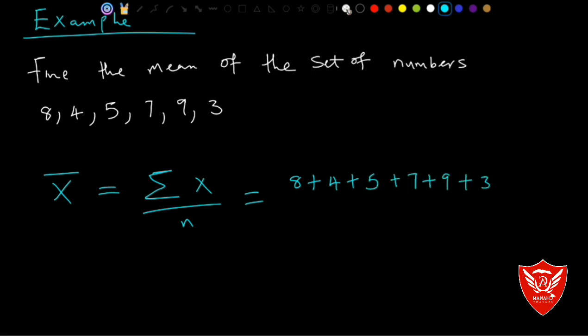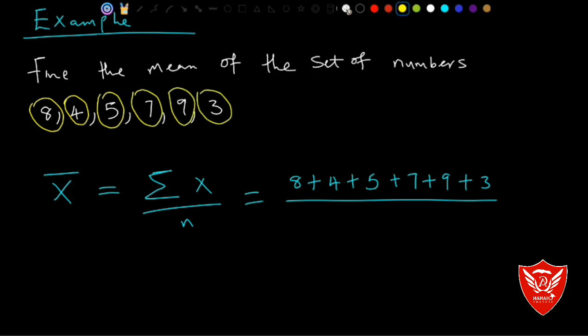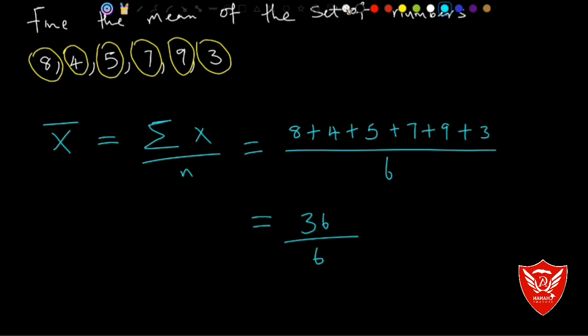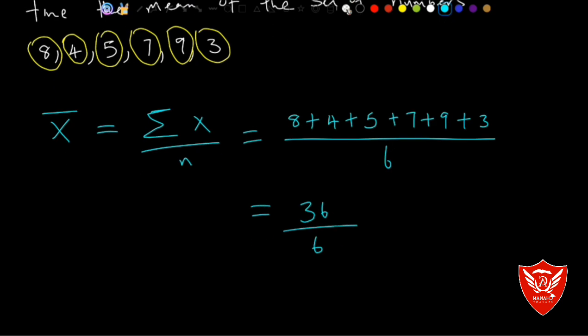plus 3. Now, all over, so let's count how many numbers are there. We have 1, 2, 3, 4, 5, and 6. This is going to be our n. So we are going to have that over 6. If you sum that, it's going to be 36 over 6. Now, if 6 divide 36, we are going to have 6. And this is our mean, which is x bar is equal to 6.